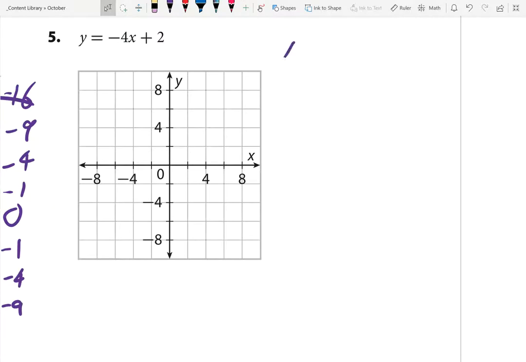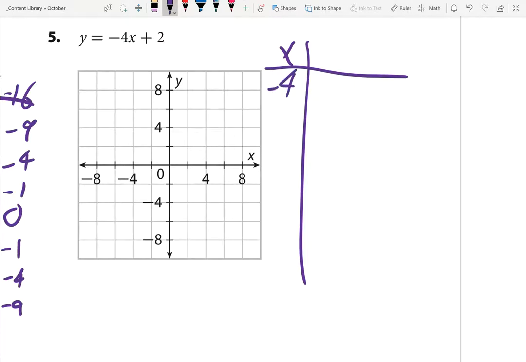So again, we're going to pick some values for x. We're going to plug them in. We're going to see what we get for y. So let's try -4 again, right? If I plug -4 in, we'll have -4 times -4 plus 2. Now this creates a positive 16 plus 2, and a positive 16 plus 2 is 18. And again, I can't fit that on the graph. So this isn't going to work.